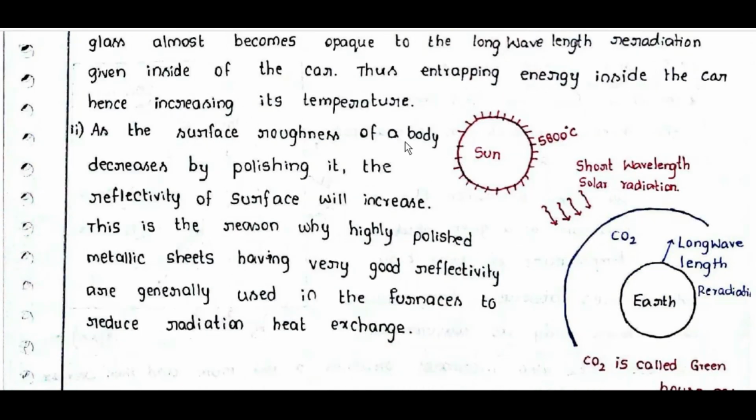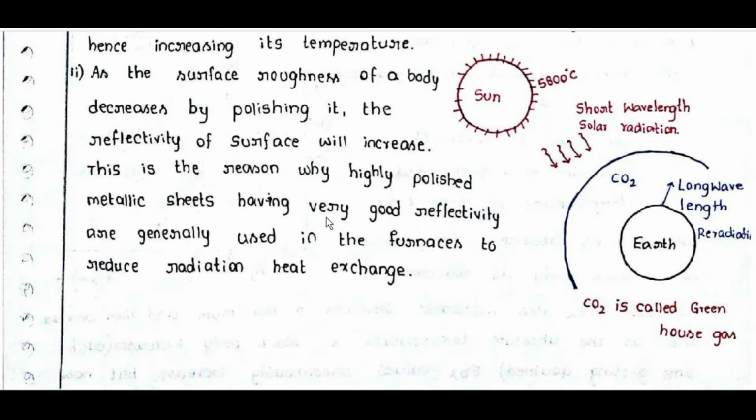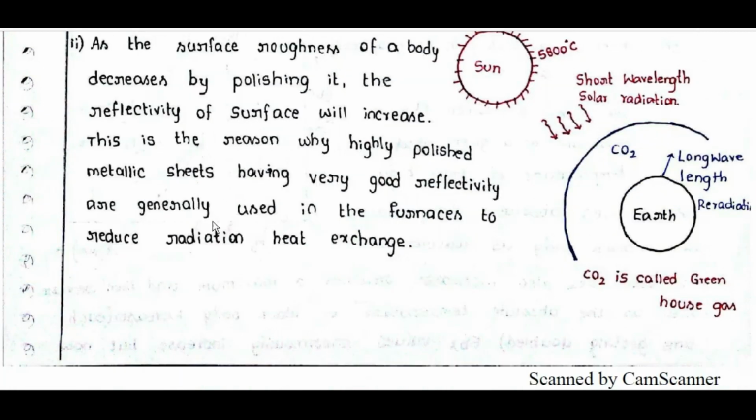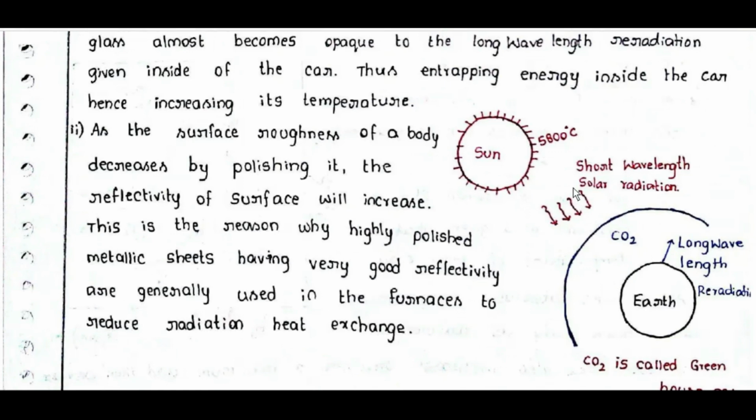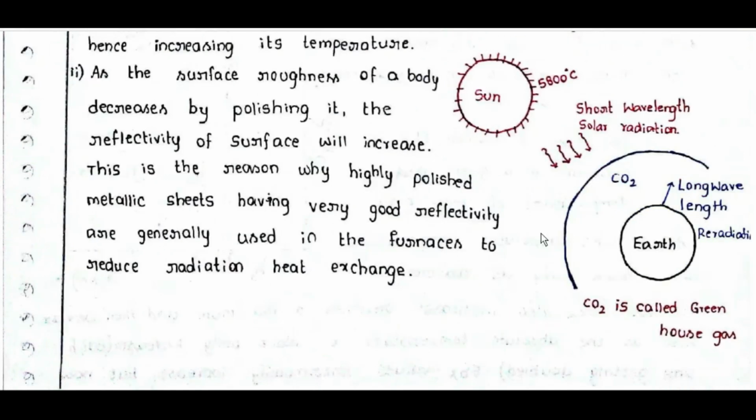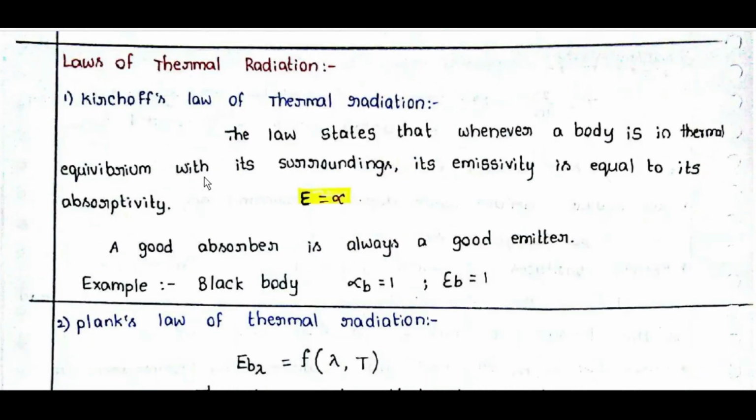As the surface roughness of body decreases by polishing it, the reflectivity of surface will increase. This is the reason why highly polished metallic sheets having good reflectivity are generally used in furnaces to reduce radiation heat exchange. CO2 is also the same reason, like CO2 greenhouse gas, short wavelength it will let it enter, but long wavelength it will not let it leave.